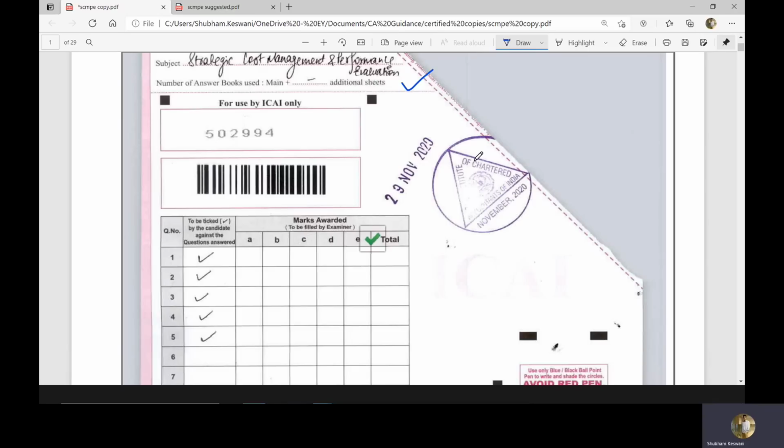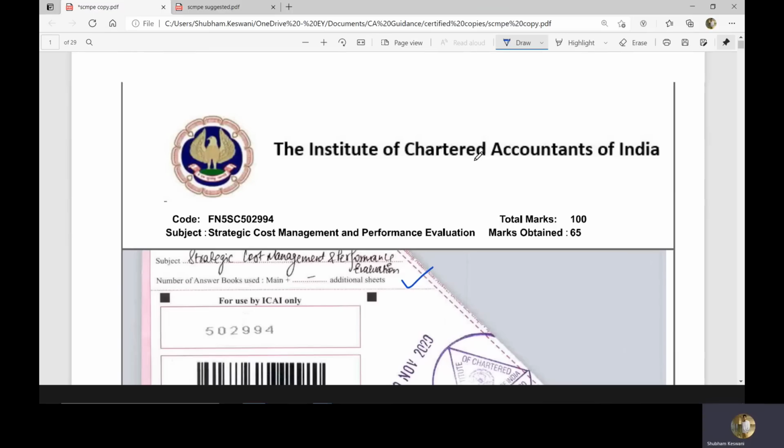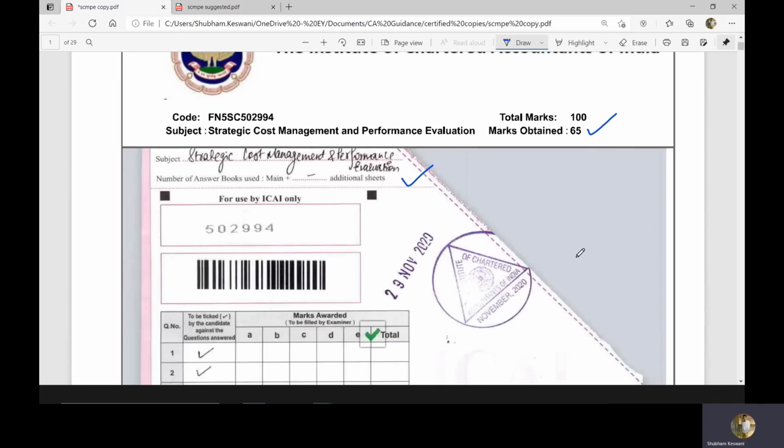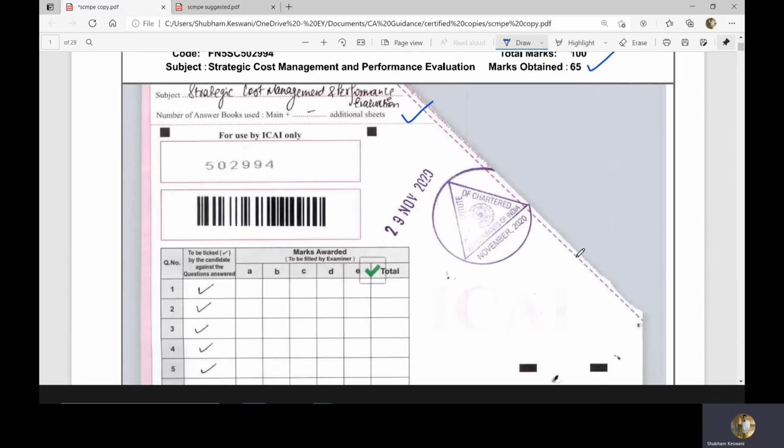But our focus would be primarily on how you should present your answers to score good marks in SCMP, as I scored 65 marks. So most of the students in our attempt in November 20 could not manage an exemption in this paper, even though it was so easy. And the primary reason for that was the presentation in the exams and the way analysis was done by the students and the way calculations and all were done, because our paper was very conceptual, analytical. Though the questions were repeated from study material, still the students were not able to fetch good marks.